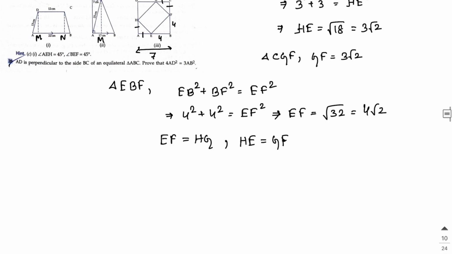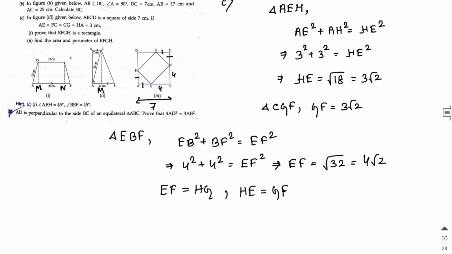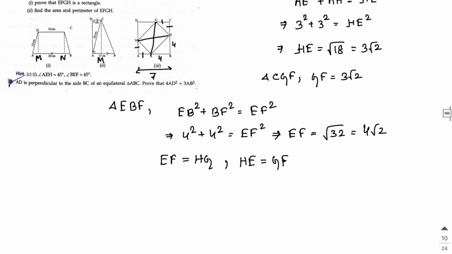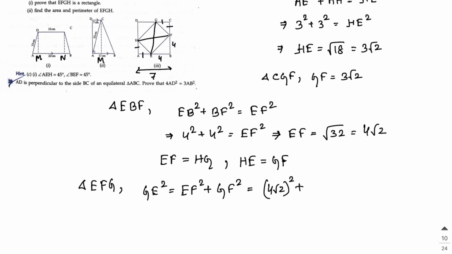So now here, if you join G and E and H and F, then definitely from the triangle EFG, where F is the right angle, you can write down GE square is equal to EF square plus GF square. That means here 4 root 2 whole square plus here 3 root 2 whole square. So that one equal to 32 and here 18, so 50.